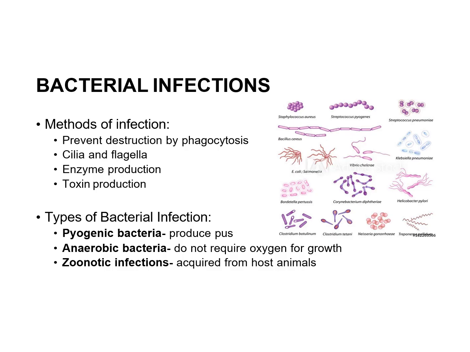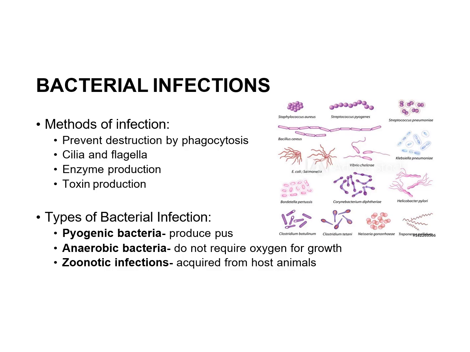Bacterial infections cause disease through several well-defined mechanisms. First, bacteria may evade destruction by phagocytosis, allowing them to persist in host tissues. Second, motility structures such as cilia or flagella help organisms migrate and colonize tissues. Third, bacteria can produce enzymes that degrade host tissue and facilitate spread. Finally, many bacteria produce toxins, which are responsible for significant tissue injury and systemic effects.